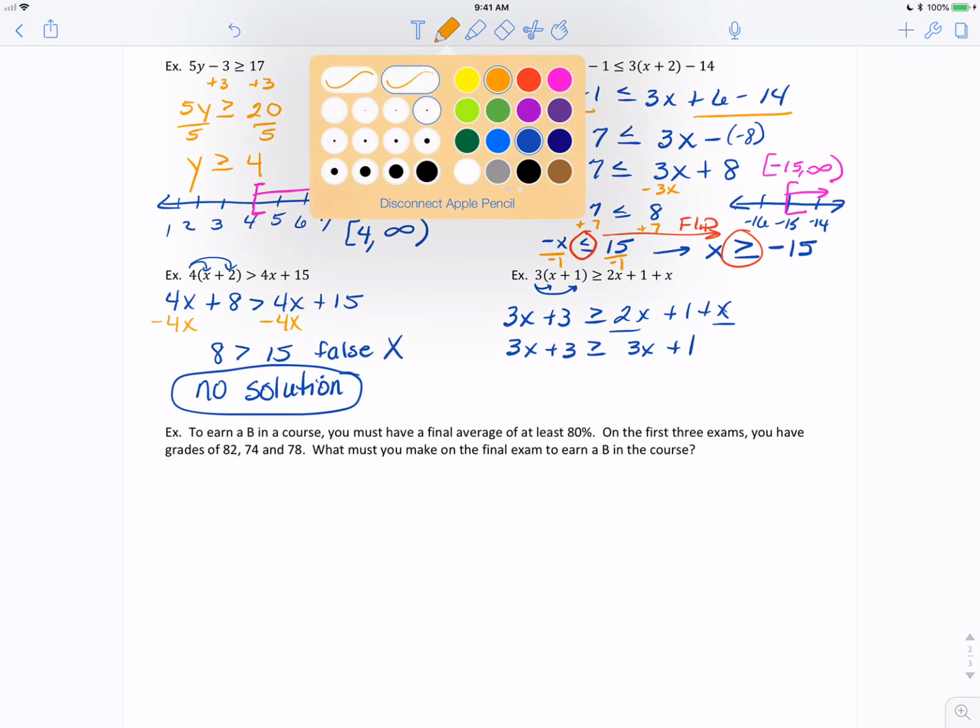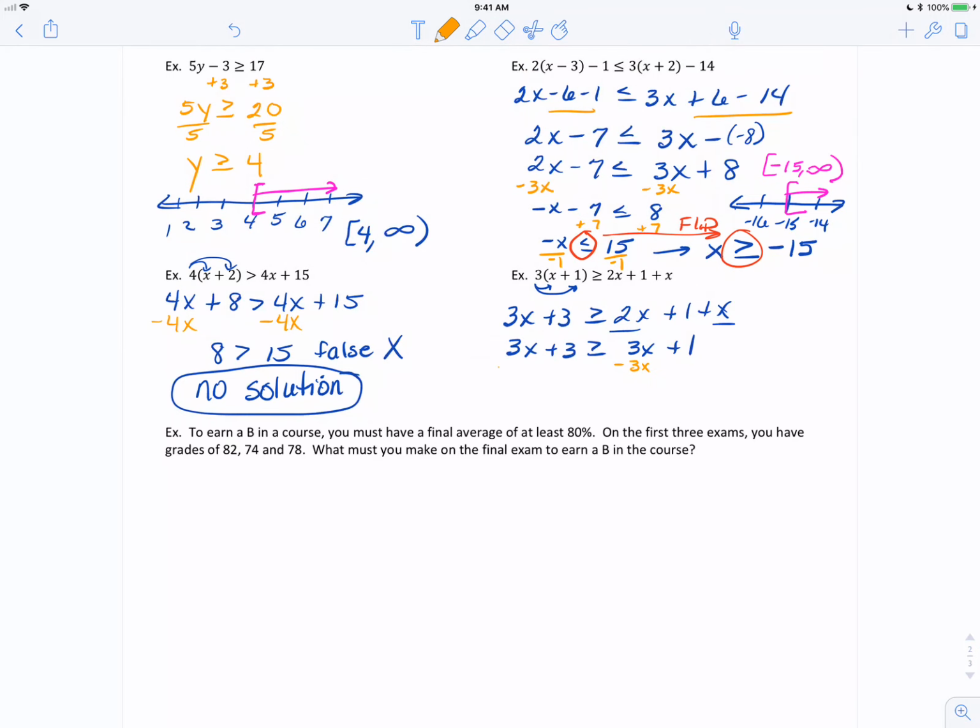Well, in this case, if we subtract this 3x, and you have to work these down to the end to see what kind of statement they make. So that gives me 0 x's. So I've got 3. Is 3 greater than or equal to 1? Well, yes, it is. So that is a true statement. So that would be all real numbers or infinite number of solutions.